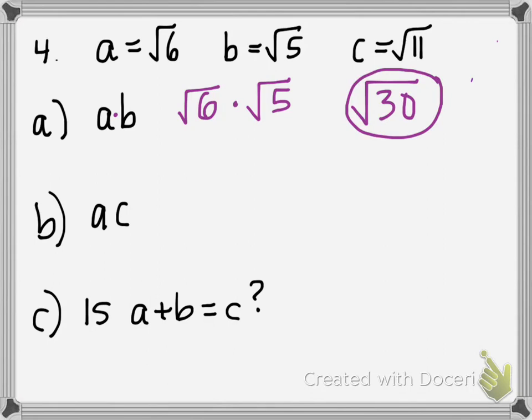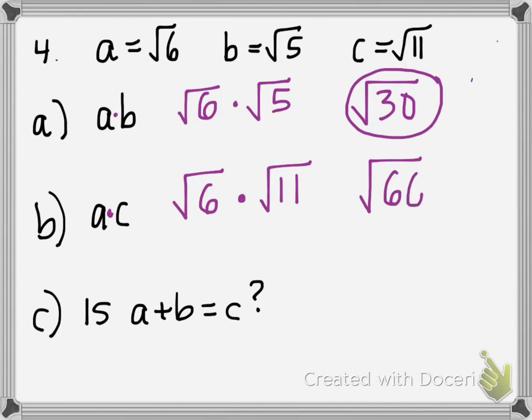For part B, again, you have two variables next to each other. Really, you are multiplying A and C together. So let's substitute. For A, we have the square root of 6, and for C, we have the square root of 11. So if I multiply two roots, I use one root symbol, and what goes on the inside? The product of the radicands, 6 times 11, which is 66. Again, this cannot be simplified because it does not have any pairs.